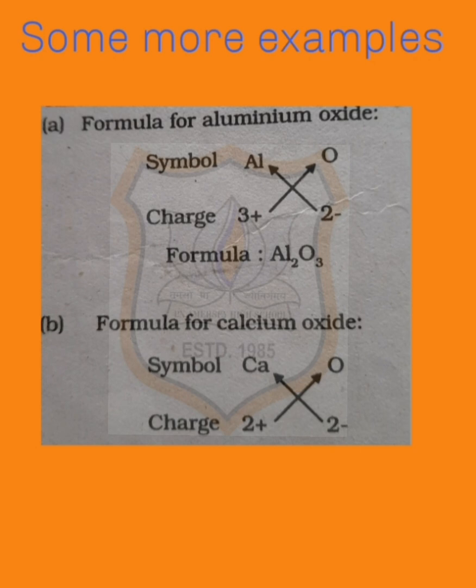Similarly, calcium hydroxide has calcium and hydroxide. Calcium has 2 plus valency, while hydroxide has 1 minus, and the formula will be Ca(OH)2, as we just discussed. More than that, sodium carbonate, Na2CO3. Na has +1, while carbonate CO3 has 2 minus. So we need 2 Na to compensate for CO3, and then we write Na2CO3 as sodium carbonate.